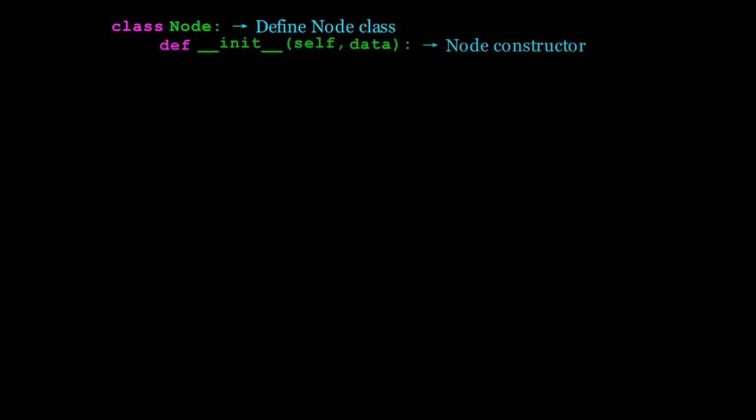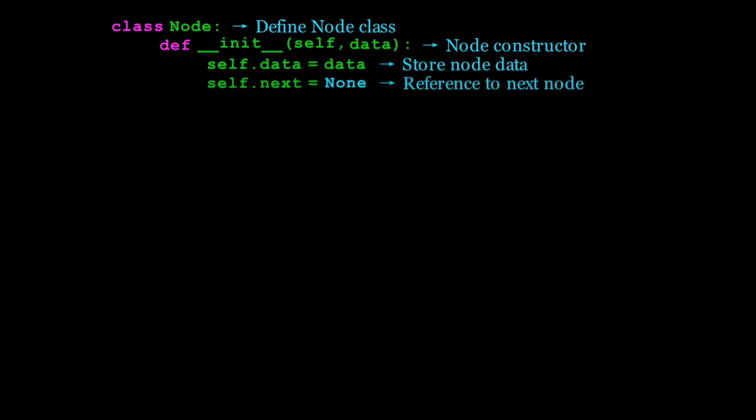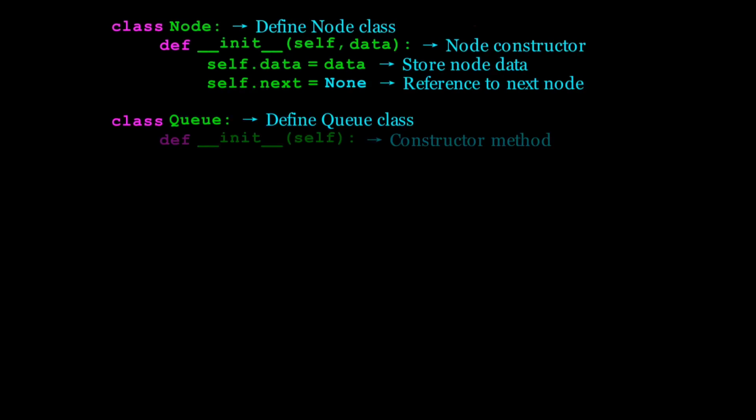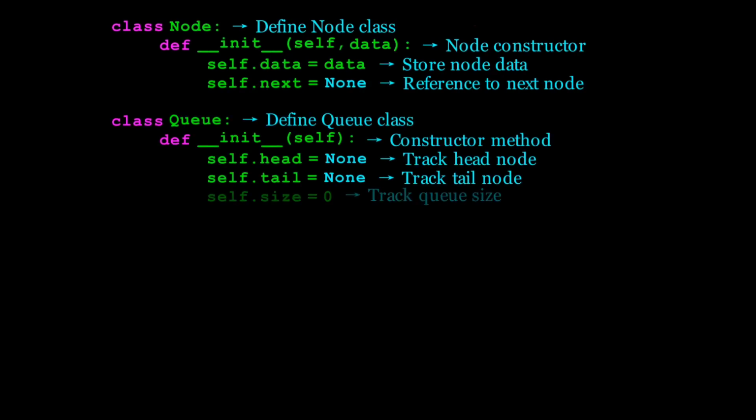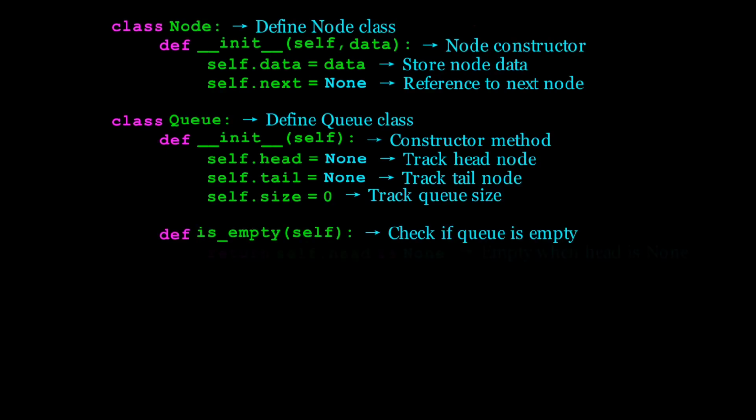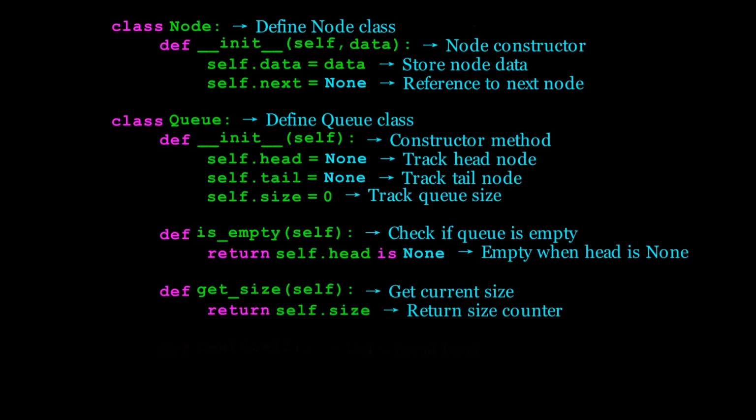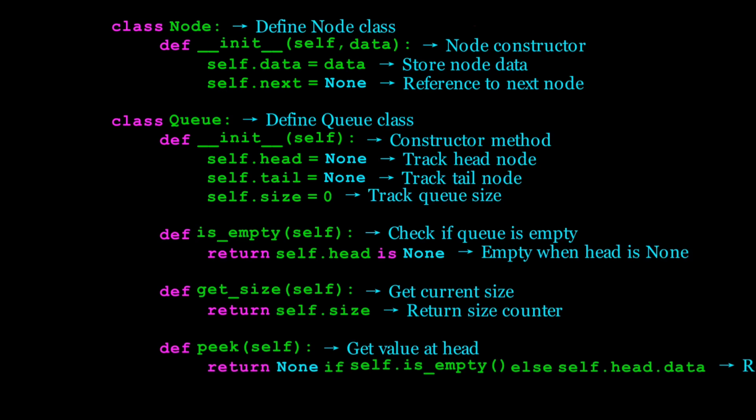Let's start with the fundamental building blocks of our implementation. First, we have the node class, which forms the basic unit of our linked list structure. Each node contains two essential components, the data and the reference to the next node. The queue class sets up our core structure with three crucial attributes: head and tail pointers to track the front and back of the queue, and a size counter to maintain the current number of elements. We also include utility methods like isEmpty, getSize and peek for the basic queue operations.